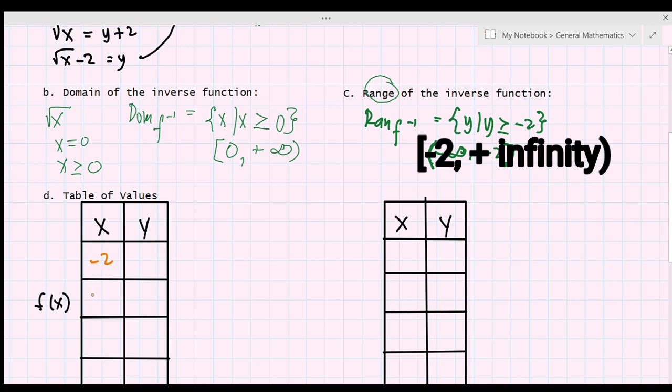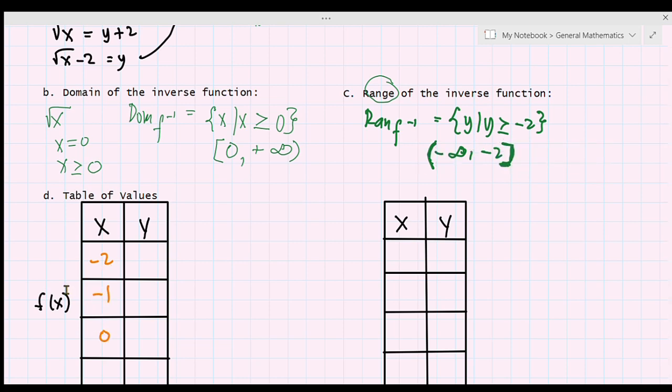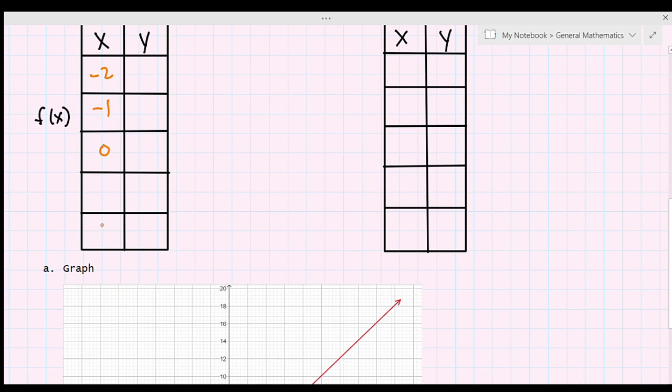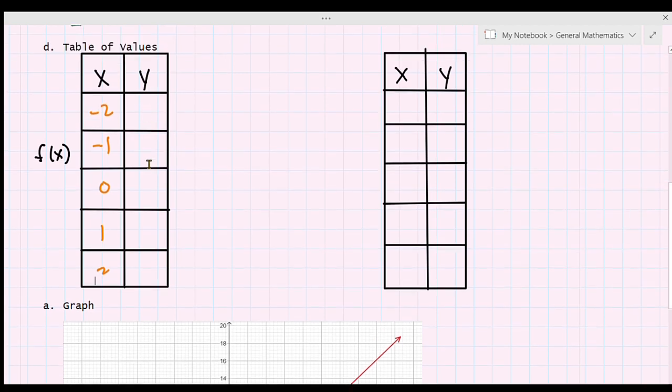So we choose negative 2, negative 1, 0, also positive 1, and then positive 2. You can also add more, but these are the better ones to trace, because since the function is parabolic, the numbers get higher in the y value, or the range. So x stands for our domain and y stands for our range.